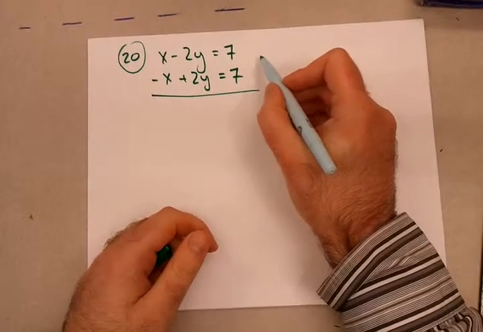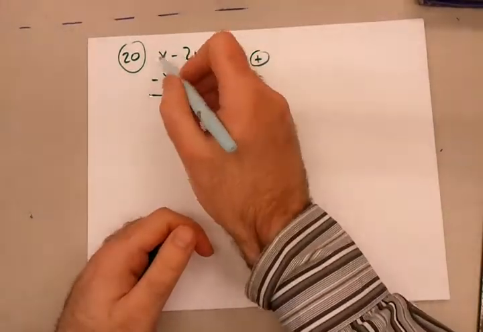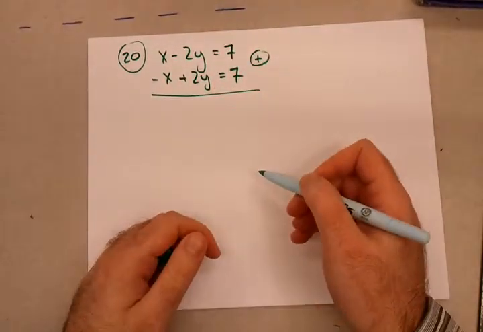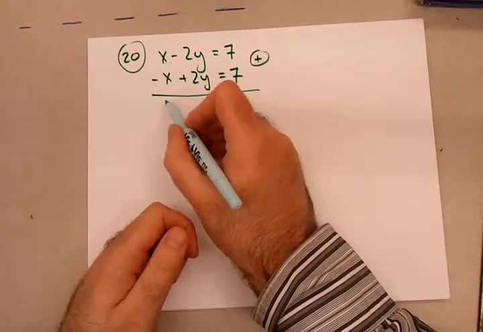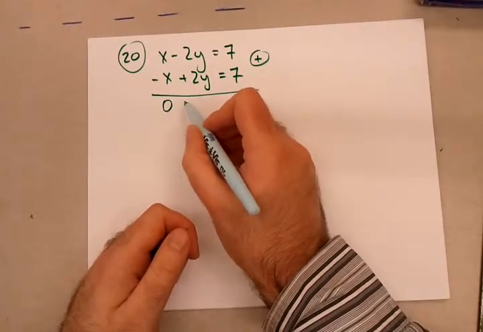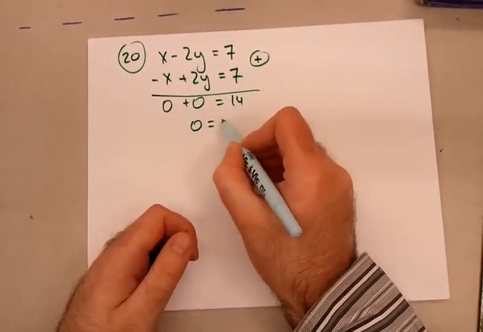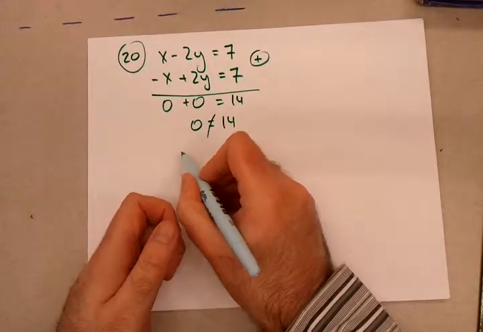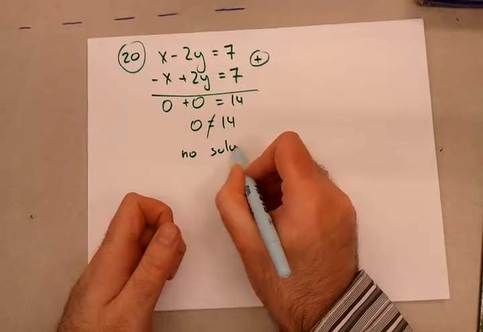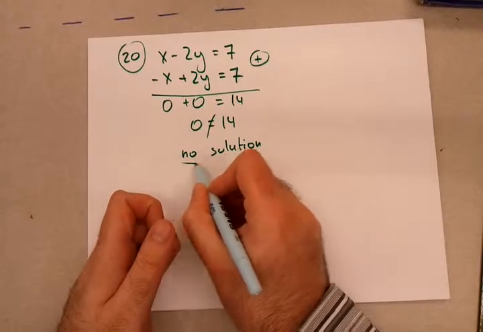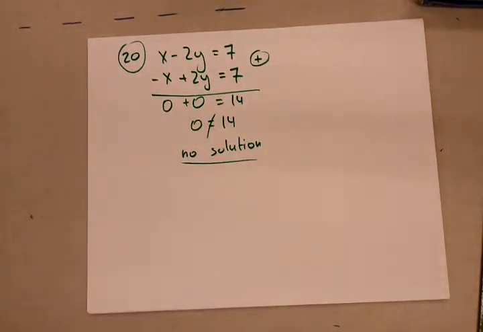I'm going to add these two together, because they'll guarantee that the x's go away. Actually it guarantees that the y's will go away too. x plus a negative x, that's a 0. Negative 2y plus a positive 2y, also a 0. 7 plus 7 is 14. 0 does not equal 14. This is a no solution problem. Now that I did that one, I do want to show you one that's infinitely many, because I haven't done that, but I don't want to do one of your homework problems.